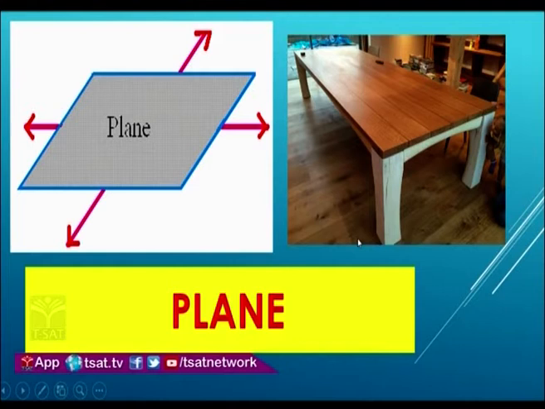If you see this slide, I am keeping a plane, and I am also keeping a table beside that. What is the relation existing between both of them? Did you observe the surface of the table? It is exactly flat. It is exactly a flat surface.